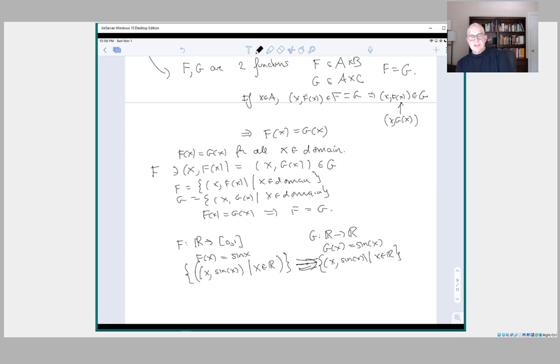So two functions that are the same have to have the same domain. They have to have the same range, but they may not necessarily have the same codomain, because the codomain could be quite a bit bigger than it needs to be.